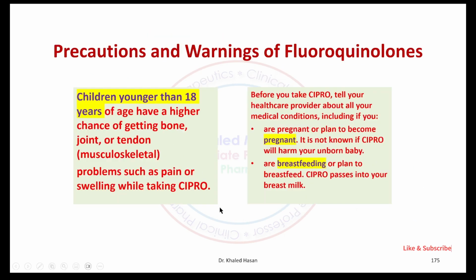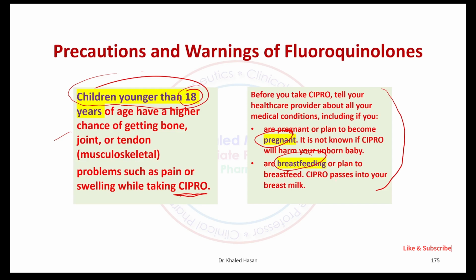Okay, regarding precautions and warnings, children younger than 18 years of age have a higher chance of getting bone, joint, or tendon ruptures, and musculoskeletal side effects such as pain and swelling, while taking ciprofloxacin, for example. We don't recommend using it in children less than 18 years of age. What about pregnancy and breastfeeding? The same situation. It's not recommended to use fluoroquinolones during pregnancy or during breastfeeding.